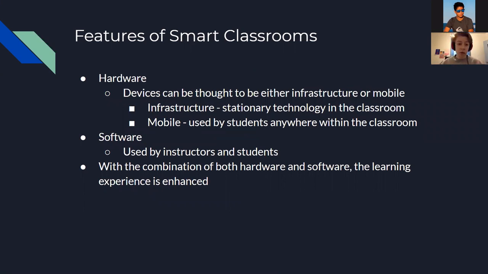And then mobile hardware is stuff that can be taken anywhere by the students within the classroom. So maybe a laptop, maybe a Chromebook, where they can go throughout the classroom and use it. Software is what is being used by students and professors to learn. So something like Zoom or the Microsoft Office suite or the Adobe Creative Suite are all things that can be counted as software. And the smart learning experience is really enhanced by the combination of both hardware and software. They're both very important components.